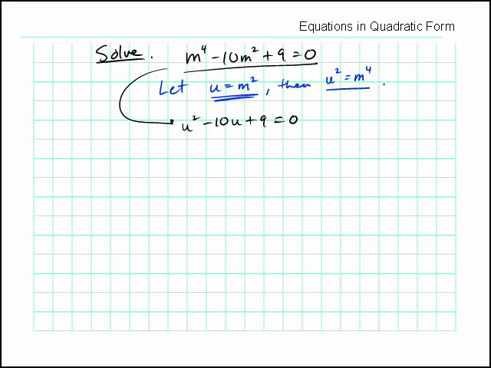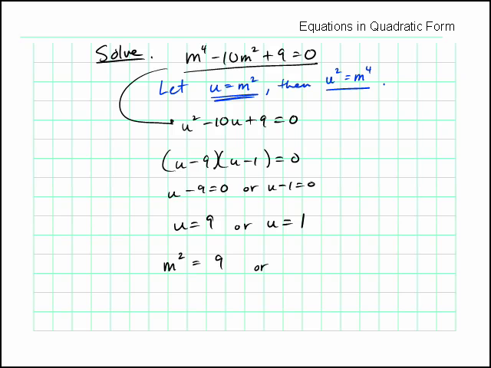This quadratic can be solved by factoring like the last one, and it factors to u minus 9 and u minus 1. So u minus 9 equals 0, or u minus 1 equals 0, u equals 9, or u equals 1. Okay, remember, we don't stop here. Some students make that mistake of stopping at this stage, but we have to now convert back to m's. u is equal to m squared, so m squared equals 9, or m squared equals 1.